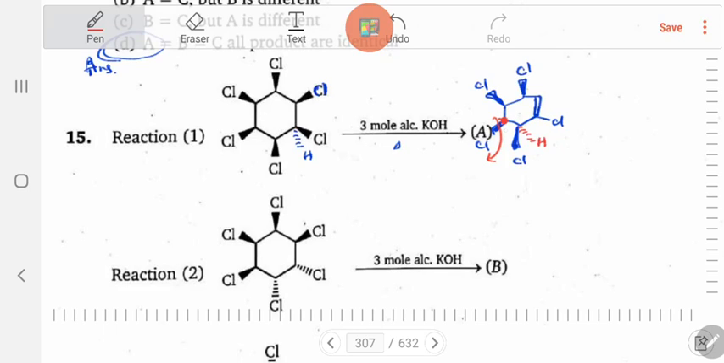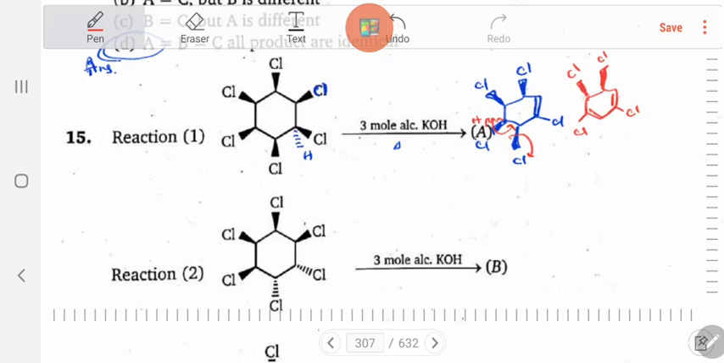Or you may do it in this way. You may abstract hydrogen from here, then this bond will be shifted here and this chlorine is lost, then you will get a product. So here the obtained product will be double bond, bond chlorine, double bond, bond chlorine. Now both the double bonds are in conjugation. Now again, here there is chlorine, here there is chlorine.